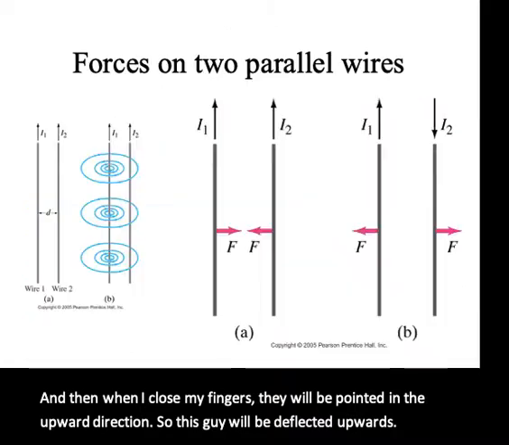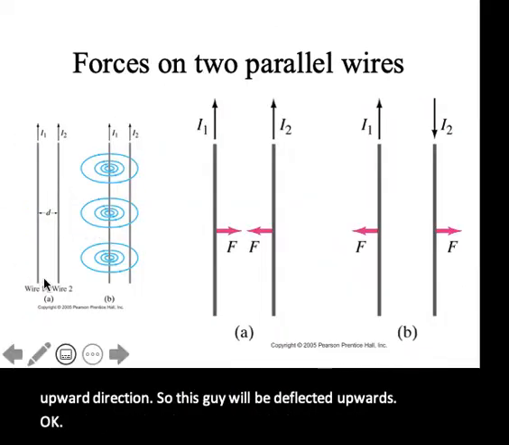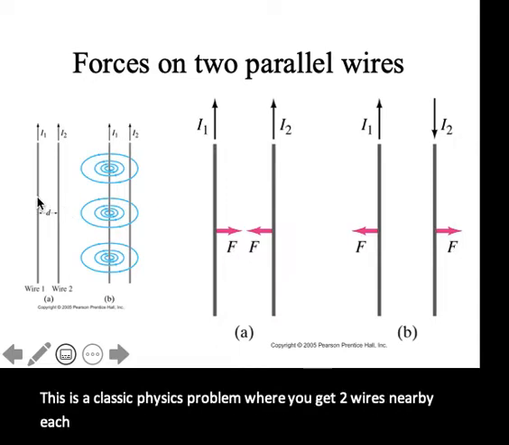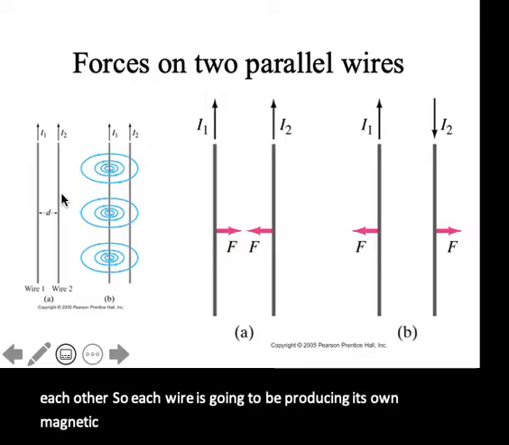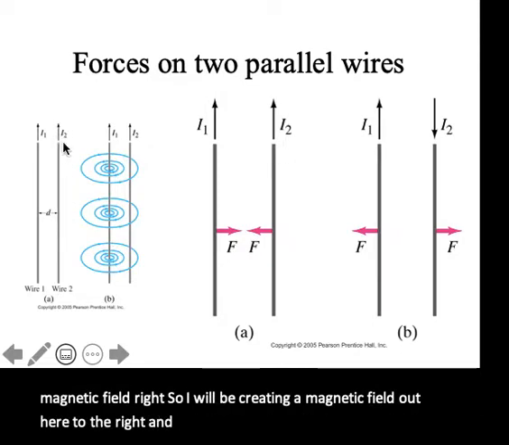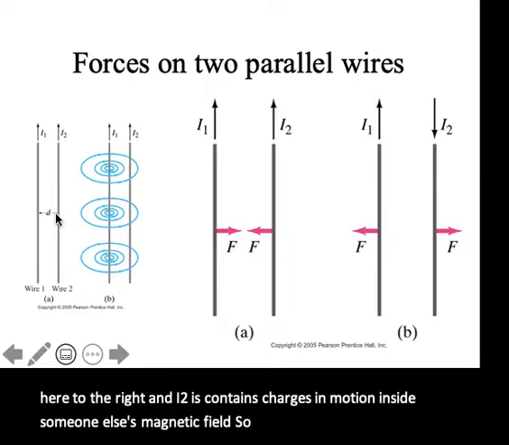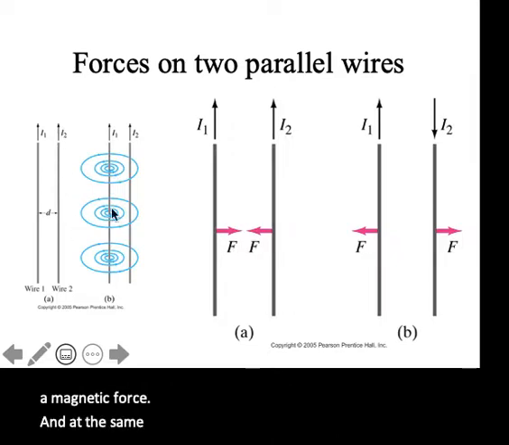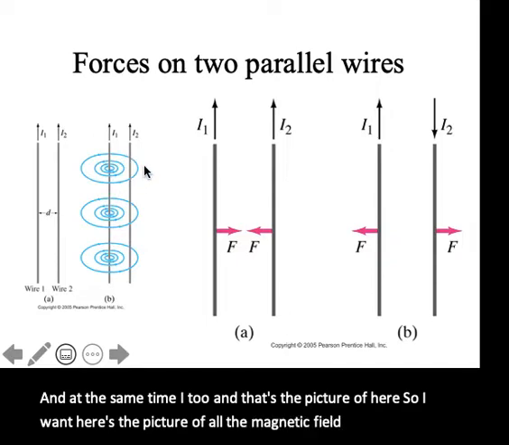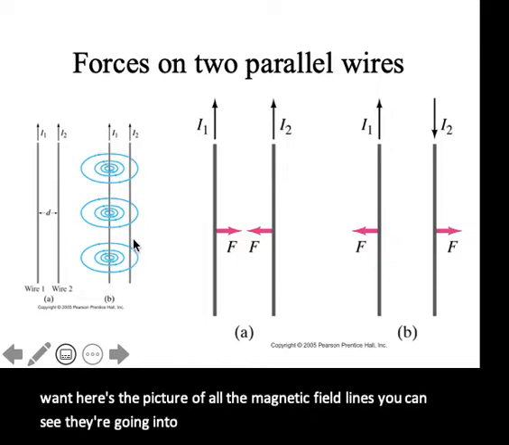Okay. This is a classic physics problem where you get two wires nearby each other. So each wire is going to be producing its own magnetic field. So I1 will be creating a magnetic field out here to the right, and I2 contains charges in motion inside someone else's magnetic field, so therefore it will experience a magnetic force. At the same time, I2, I mean, that's the picture over here. So for I1, here's the picture of all the magnetic field lines. You can see they're going into the page over here where I2 is.